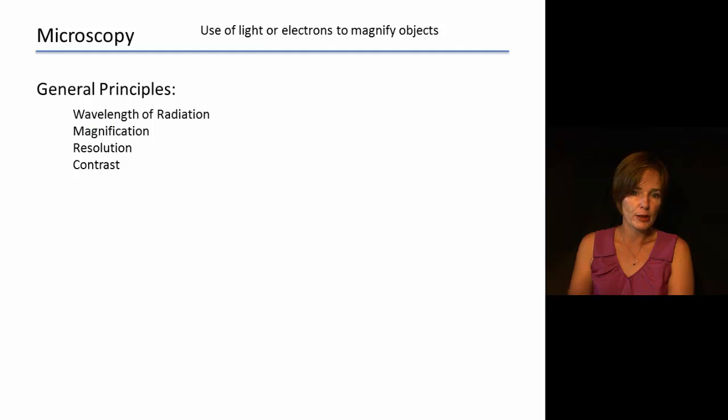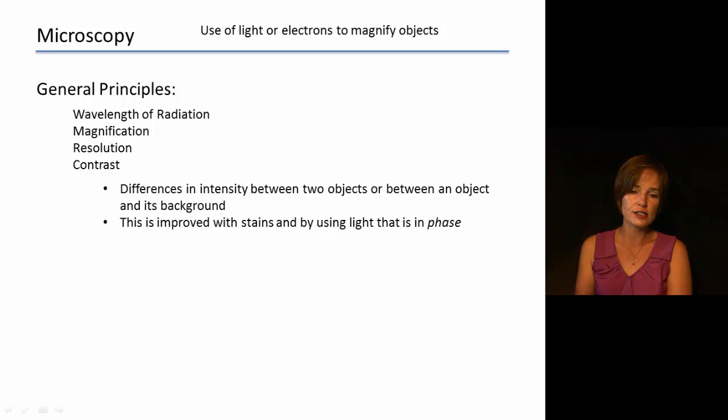Contrast is also going to be very important. Contrast is the differences in intensity between two objects or between an object and its background. So we will have to have a certain level of contrast there to make viewing possible. And this is something that is typically improved using a variety of different stains, and then also using light that is what we call in phase. So as we go through and we talk about the different types of microscopes, we'll talk about what they use for contrasting purposes. We'll talk about the in phase light a little bit more, and then what's meant by out of phase light.